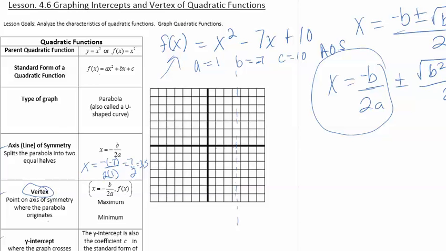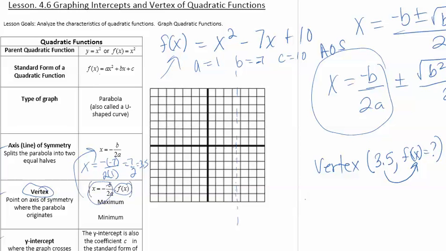For the vertex, it's the x value of the axis of symmetry, so we just need the y value. The portion x equals negative b over 2a was already found up here, so we already have that. We know that x is 3.5. So for the vertex, we are looking for f of x. What is f of x equal to? How do we find that? Well, if you guess that we're going to substitute 3.5 in for x to give us the y value for the vertex, you are correct.